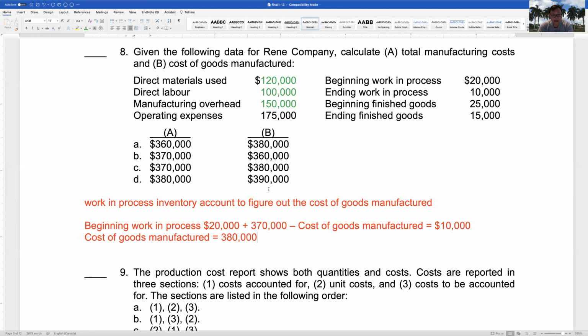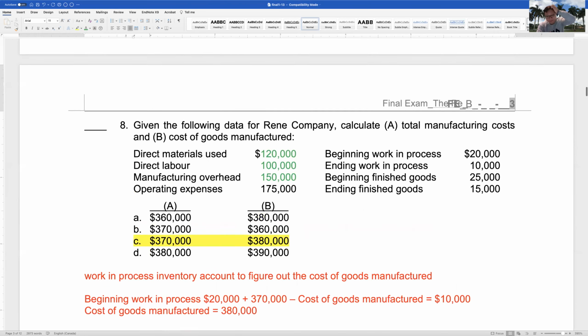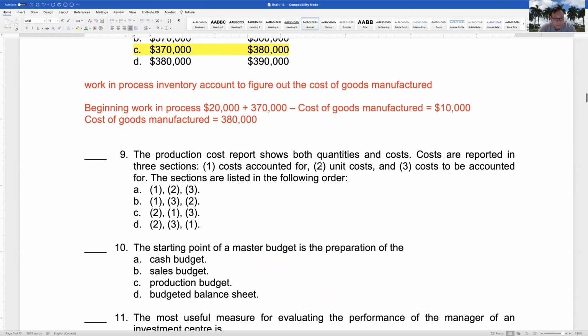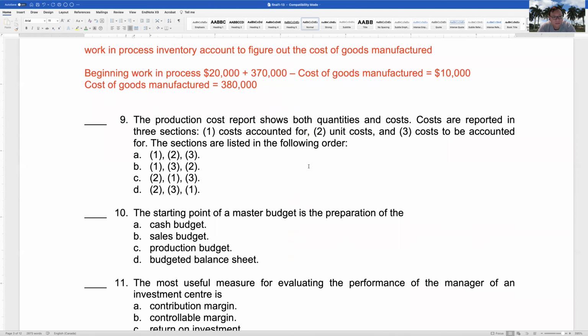Okay, so the answer is 370 and 380. So the answer is C. The answer is C. Okay, so that's number 8.